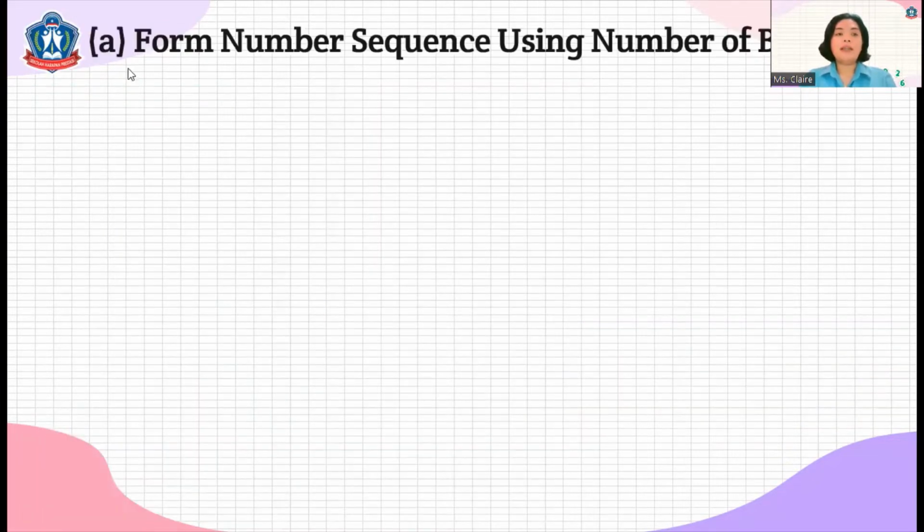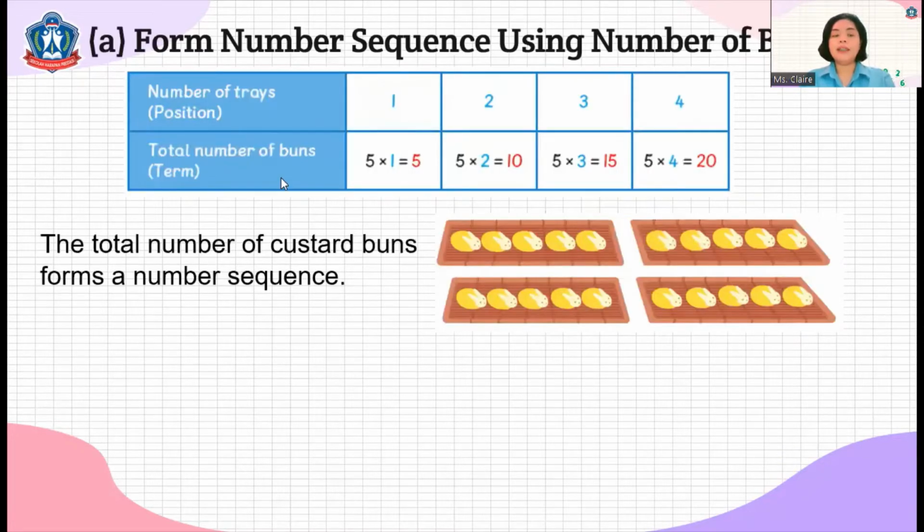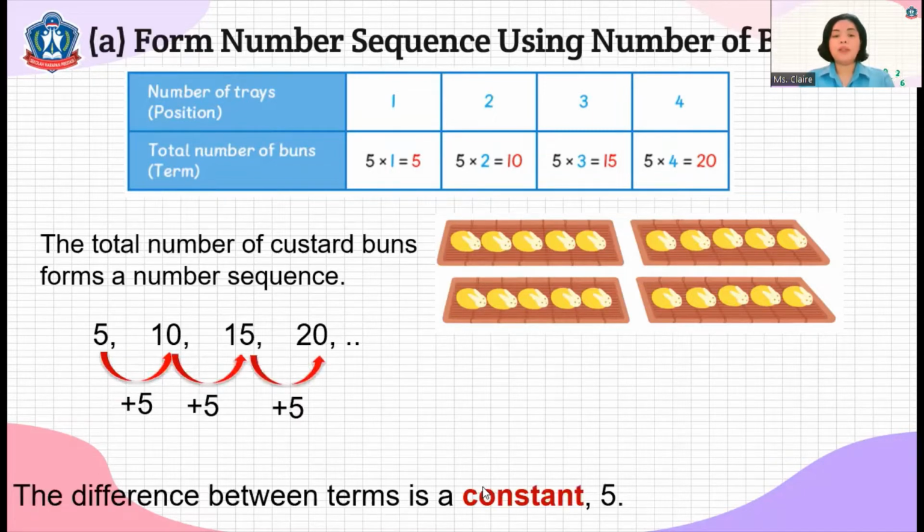Okay, I have here another problem. Let's form the number sequence using number of bonds. We have number of trays. The number of trays will represent the position. Then the total number of bonds is the term. As you observe, to get the total number of bonds, we simply add 5 for each tray. So we have plus 5. This is our constant. The difference from one term to the next term is adding the constant of 5.